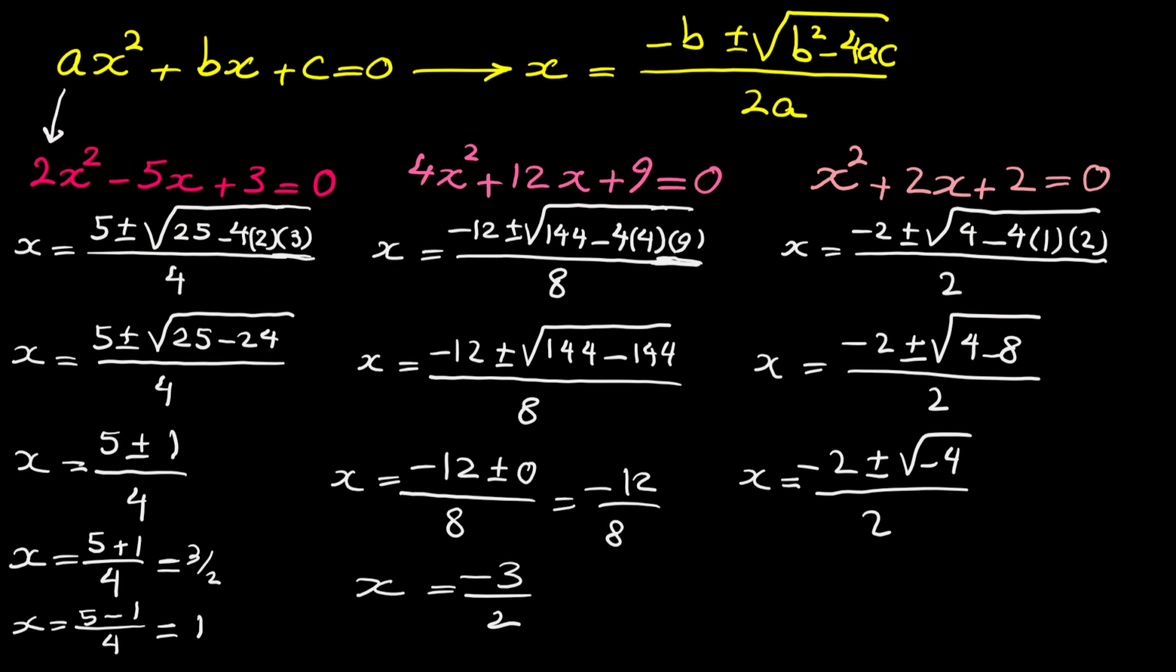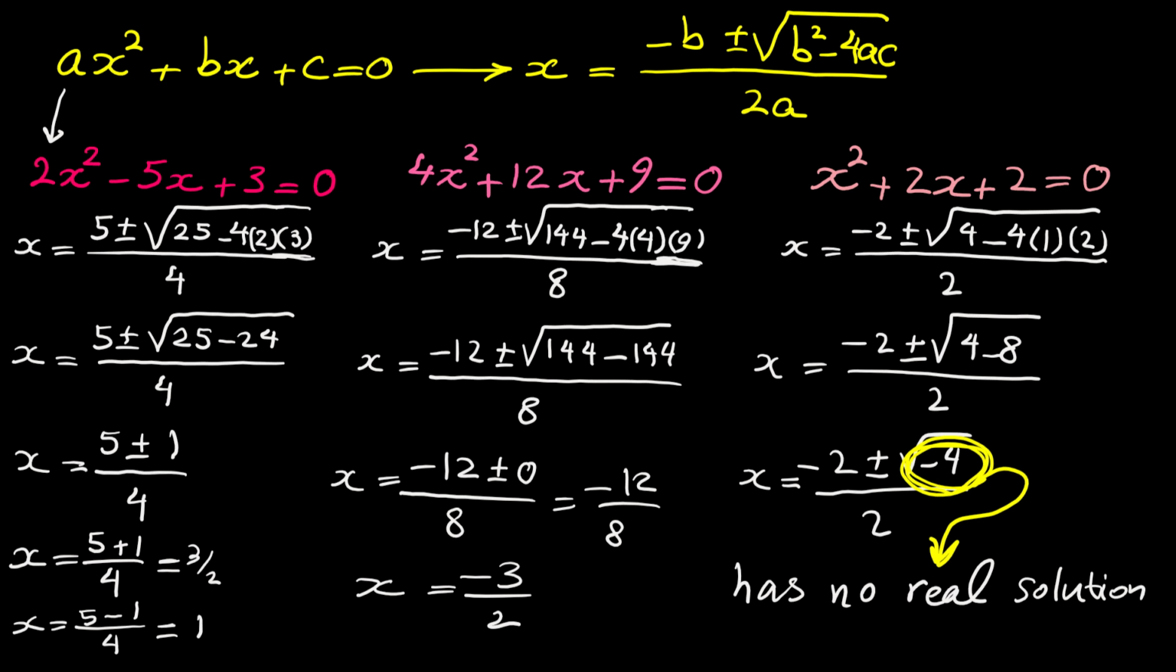So, this equation has no real solution. If you are familiar with complex numbers, then you know that this equation has basically two complex roots, two complex solutions, but it has no real solution. Our focus in this video is on real numbers. So here, whenever we have negative numbers inside the radical, we say the equation has no real solution.